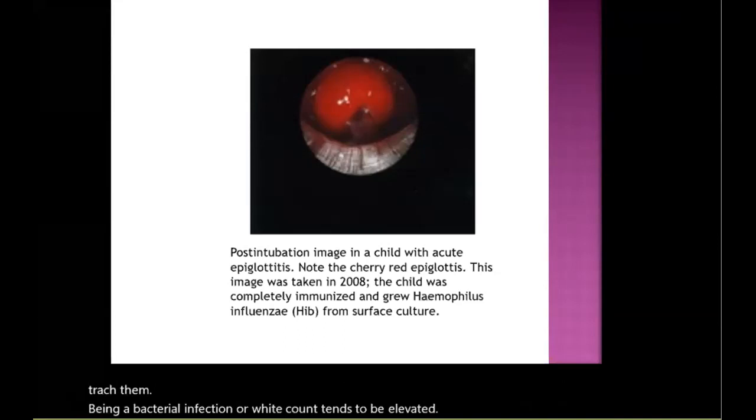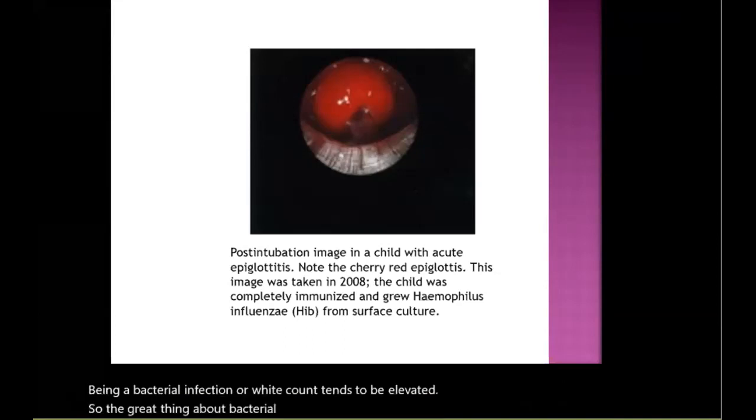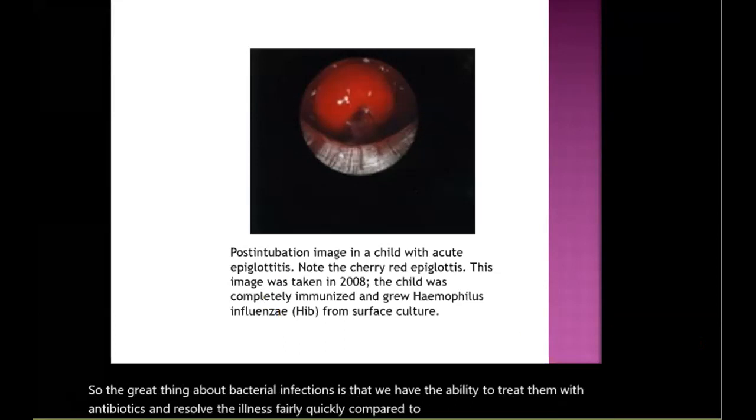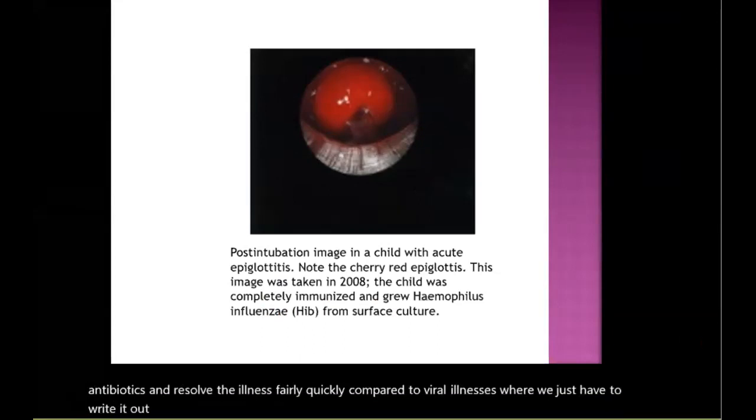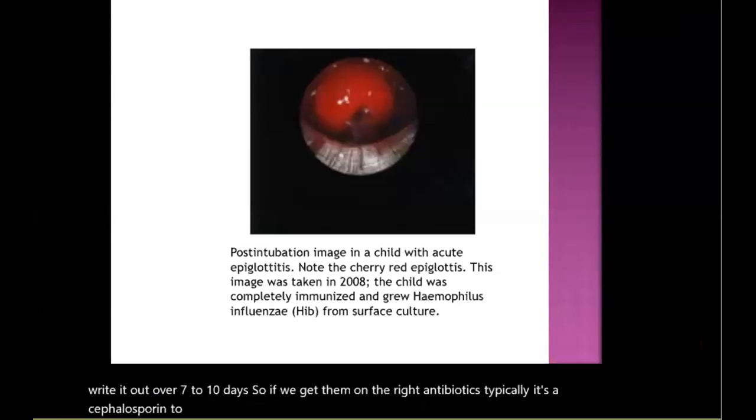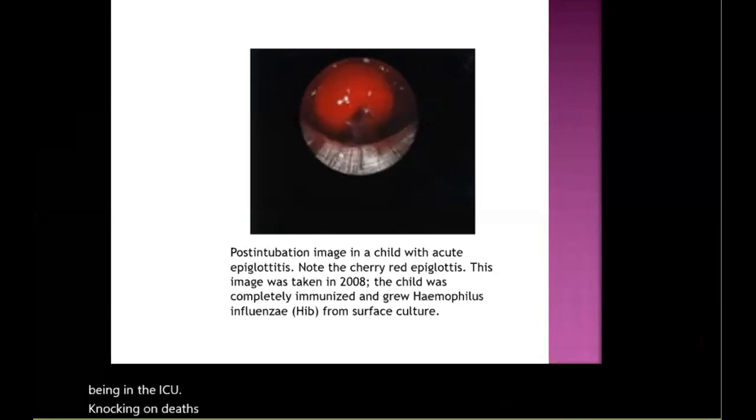So the great thing about bacterial infections is that we have the ability to treat them with antibiotics and resolve the illness fairly quickly, compared to viral illnesses where we just have to ride it out over 7 to 10 days. If we get them on the right antibiotics, typically a cephalosporin to cover the gram-negative Hib, then within a day or two, 48 hours, they go from being in the ICU, knocking on death's door, to being extubated and way better, because we got those antibiotics on board.